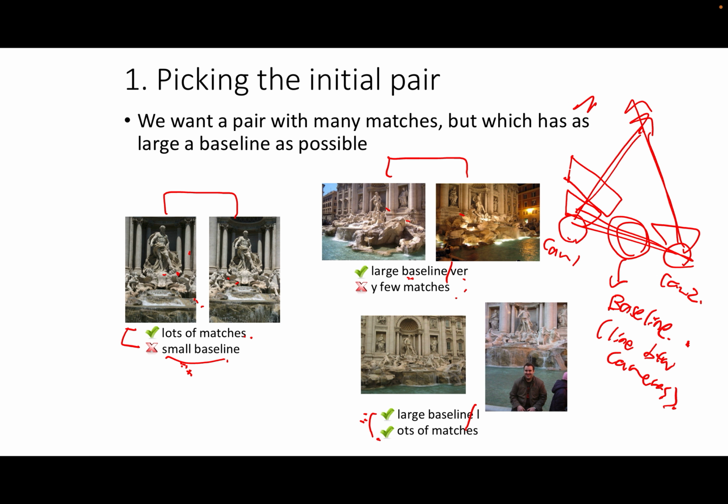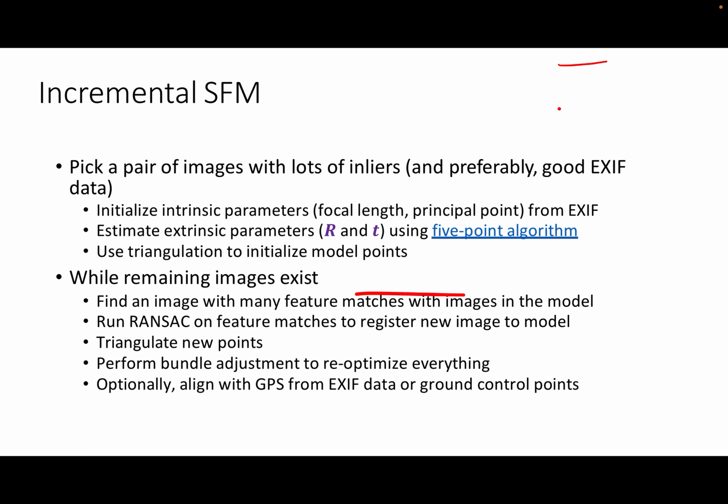But that is not desirable, right? We need images from different viewpoints. So that means we need enough length of baseline. So we need to consider two things: the number of matches and the length of baseline when picking the initial pair of incremental structure from motion. And pick a pair of images with lots of inliers and preferably good EXIF.